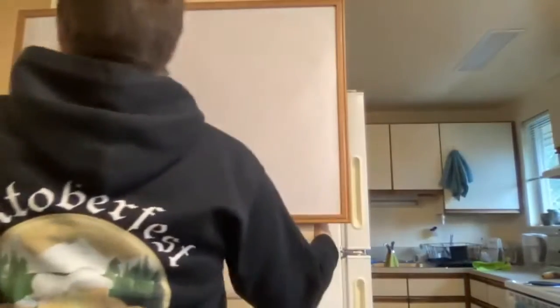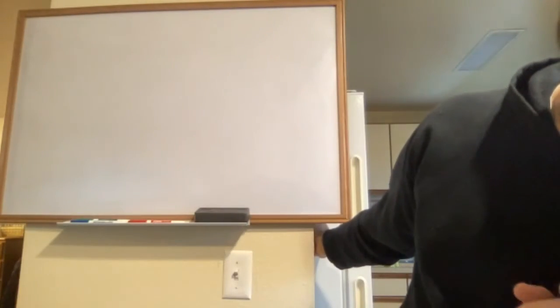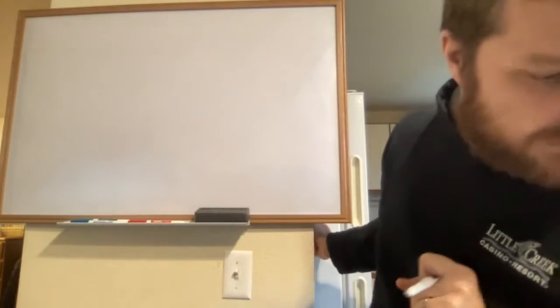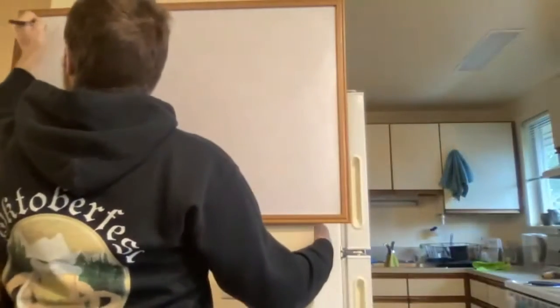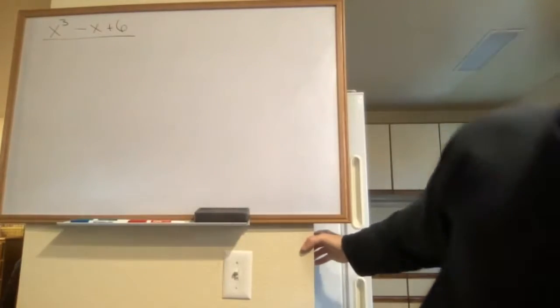So far, we have seen stuff without remainders. Let me show you what we do when we do get a remainder. And I believe if I've done this right earlier, this should give me a remainder. So x cubed minus x plus 6 divided by x plus 2.